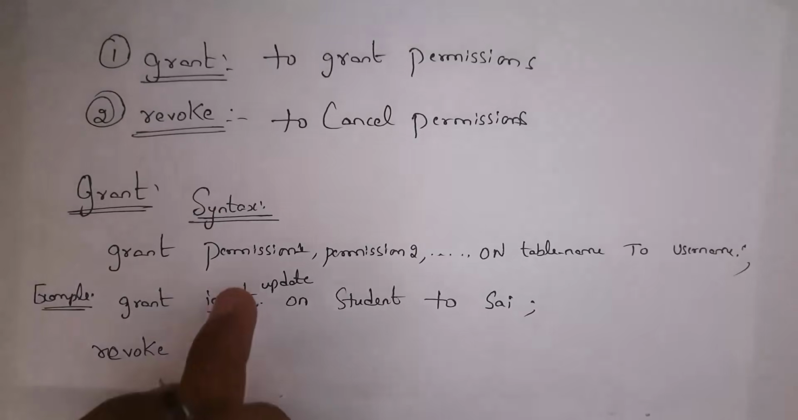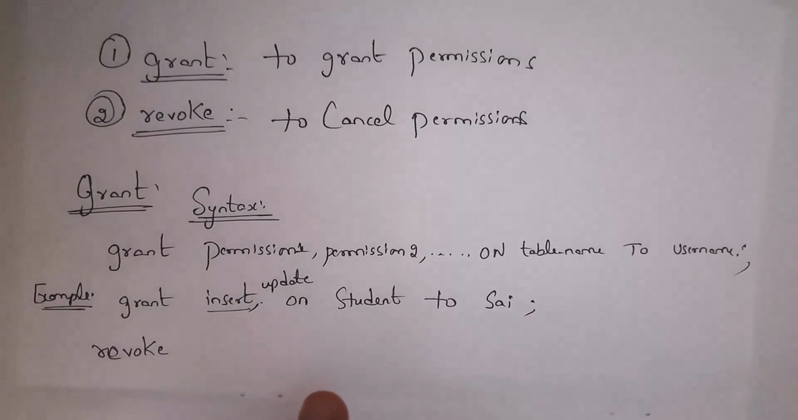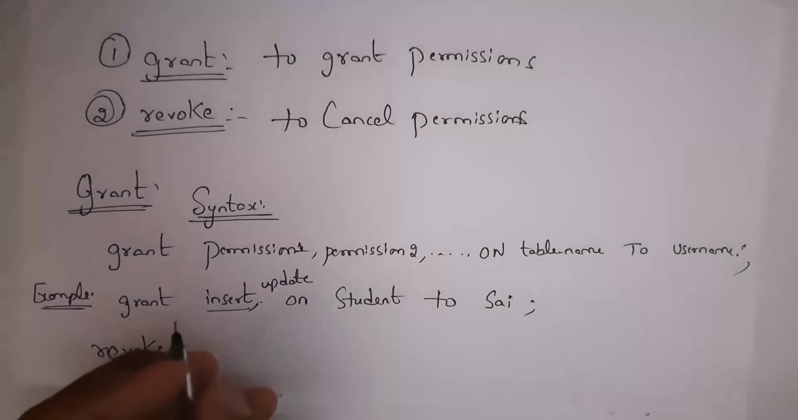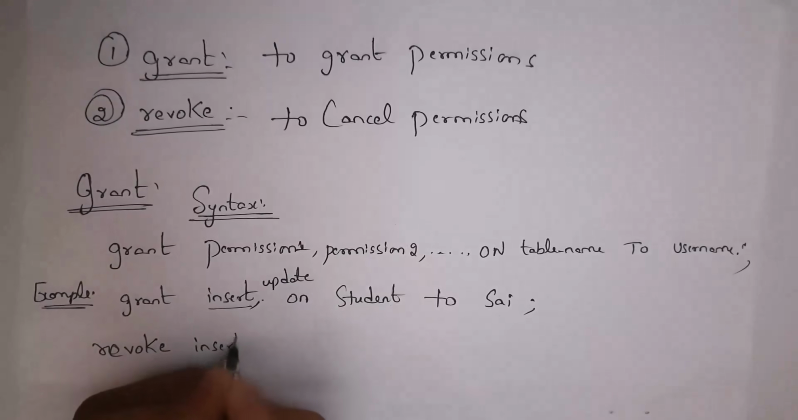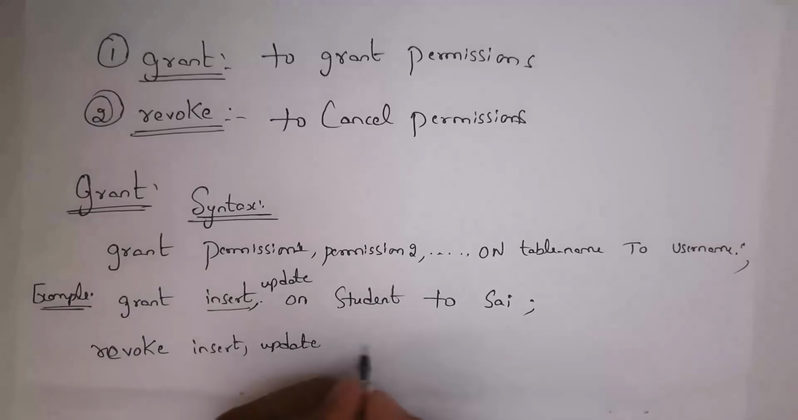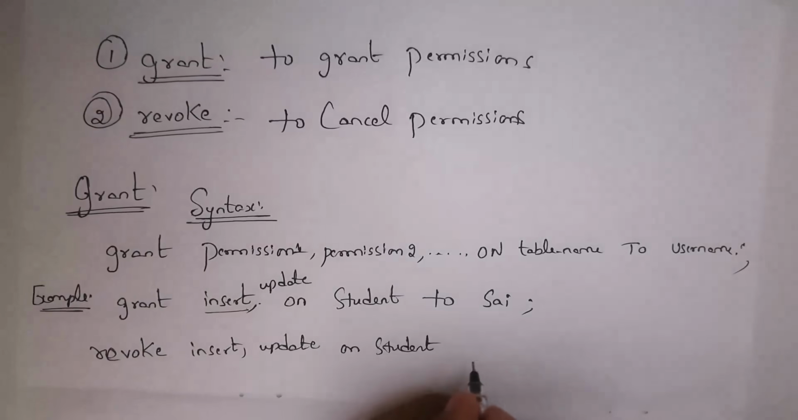I given permissions. Now I want to remove these permissions. So in order to remove permissions, you need to use revoke command. So write here revoke. I want to remove insert and update permissions. So just write here insert comma update on student table from Sai.